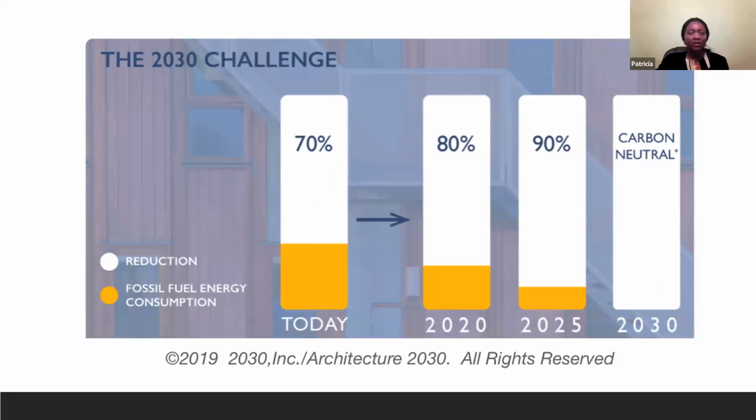We also have the AIA 2030 Challenge, where we want to be able to reduce fossil fuel energy consumption by 70%. That was in 2019. They wanted it to be reduced by 80% in 2020. The 2025 goal is 90%, and then the hope is to be carbon neutral by 2030.